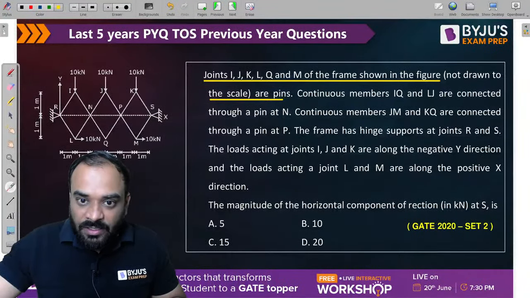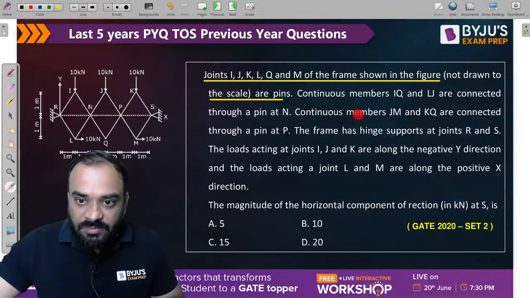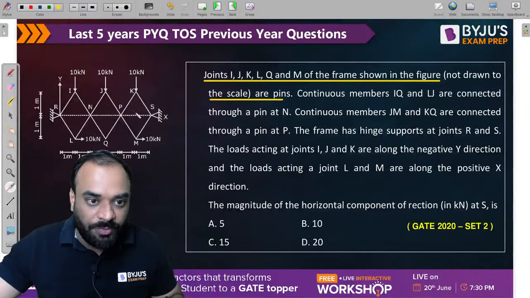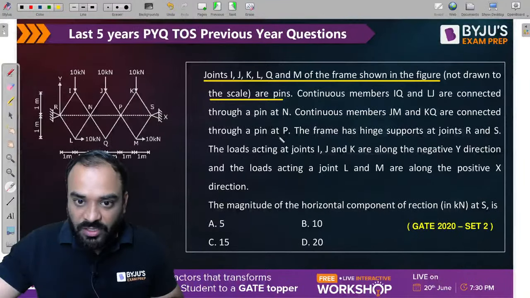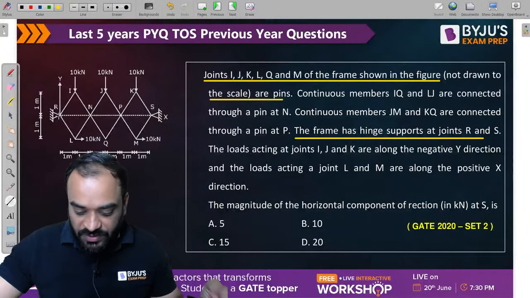Continuous members IQ and LJ are connected through a pin N. This is the IQ member which is continuous, and it is connected to a pin which is basically N. Continuous members JM and KQ are connected through a pin P. So JM and QK are connected to pin P. The frame has hinge supports at joints R and S. This one is a hinge support, and this one is also a hinge support.